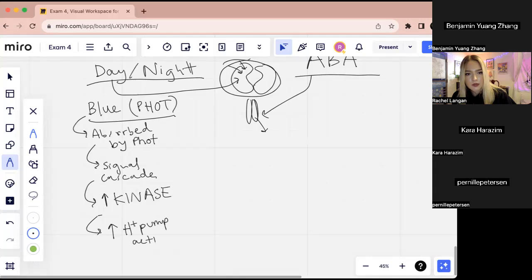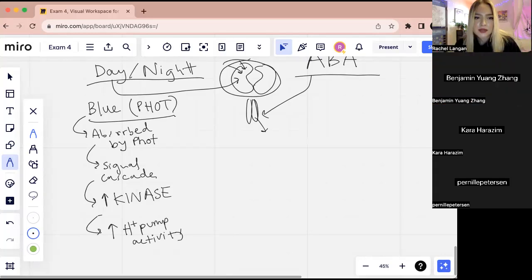Yes, question. Yeah, is this kinase directly next to the hydrogen pump where ATP is, or is it somewhere separate? No, yeah, I mean, this is all happening in the cytoplasm, but then the kinase acts on the pump in the membrane. Okay, thank you. You're welcome.